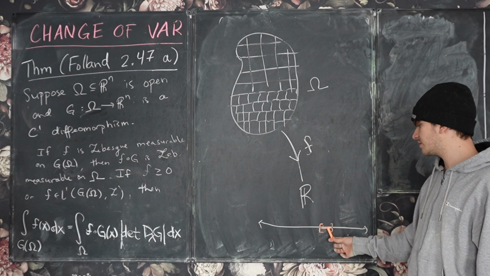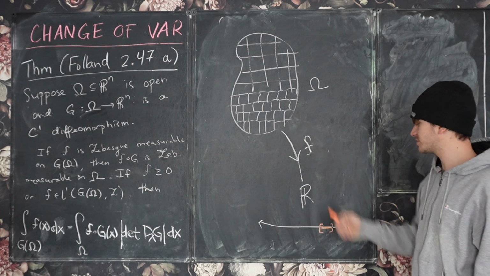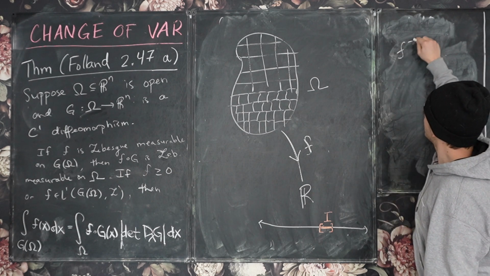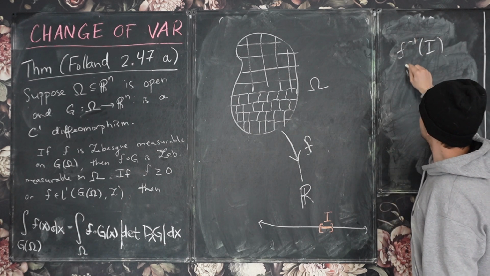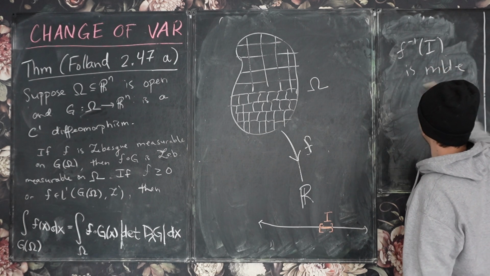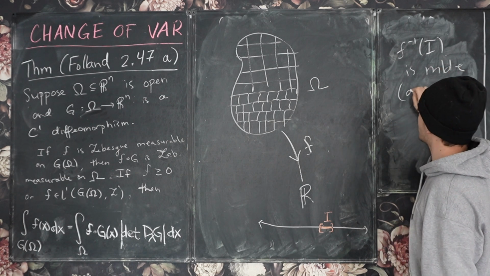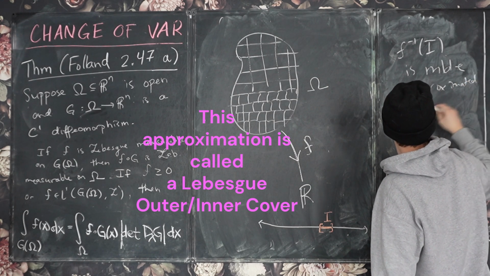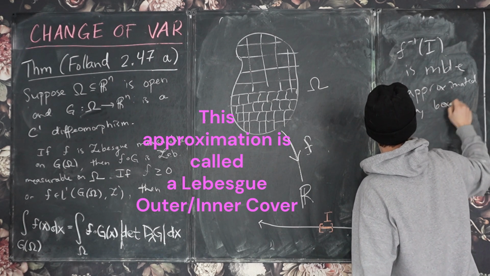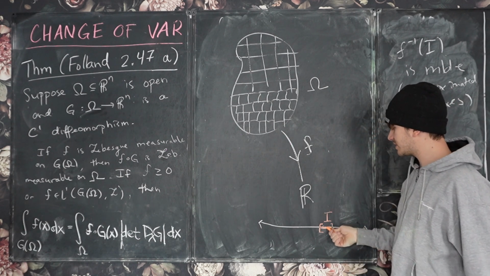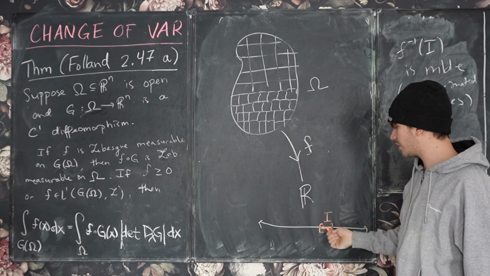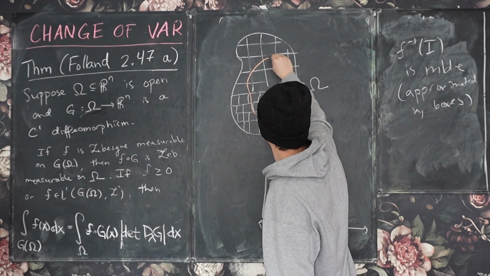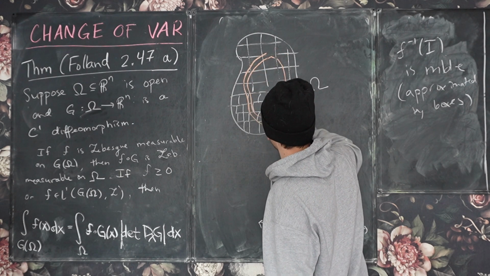the idea is that the pre-image f inverse of this subinterval, let's call this interval I, then the pre-image of I under the map f is measurable, which means essentially, hand-wavingly, that it can be approximated by boxes. So what this means is that if I look at the pre-image of where f maps the set I, it might be something like this maybe.